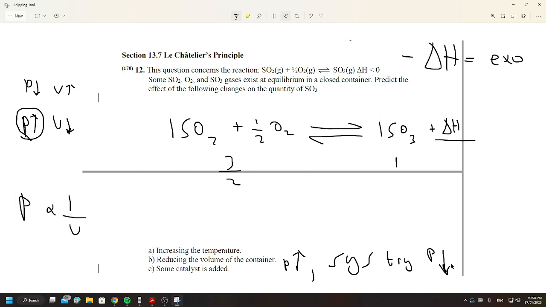Now, to reduce the pressure, let's have a look at the coefficients, right? So here it's 1 and here it's 3 over 2, or 1.5. I'm just going to write it as 1.5. 1.5 is greater than 1. Therefore, to try to decrease the pressure, we're going to try to use up... no, let me try to gather my words and then I'll say it, because I don't want to explain something wrong.